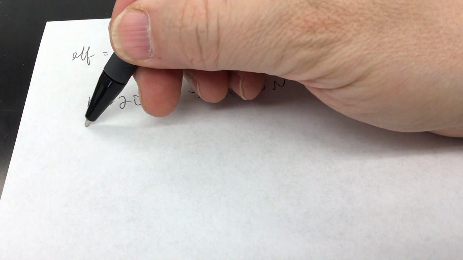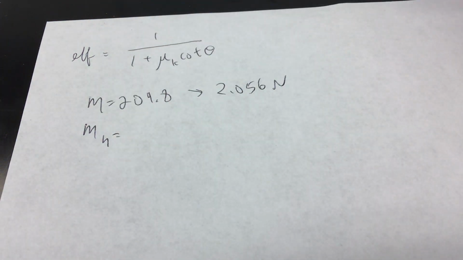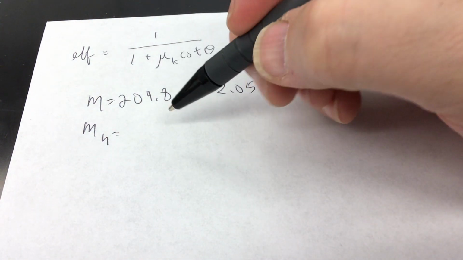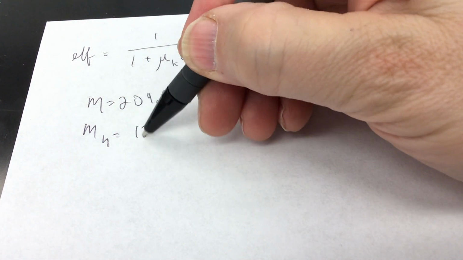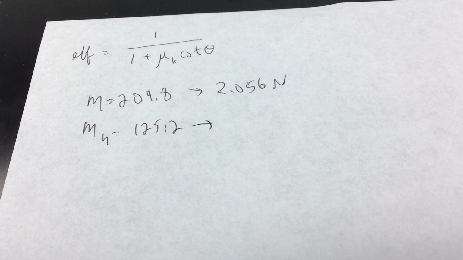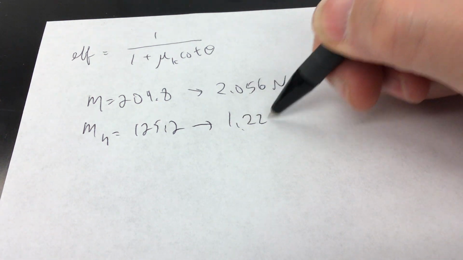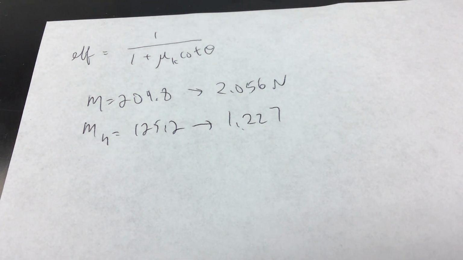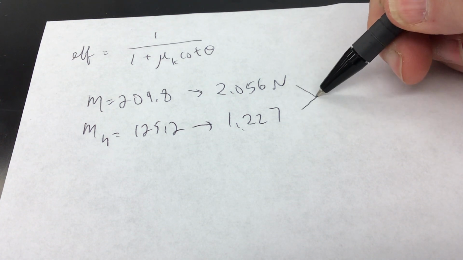Now, the mass on the hanger, if you remember, was 125.2. So 125.2. What does that correspond to? What weight is that? It's 0.1252 times 9.8. So that's 1.227.